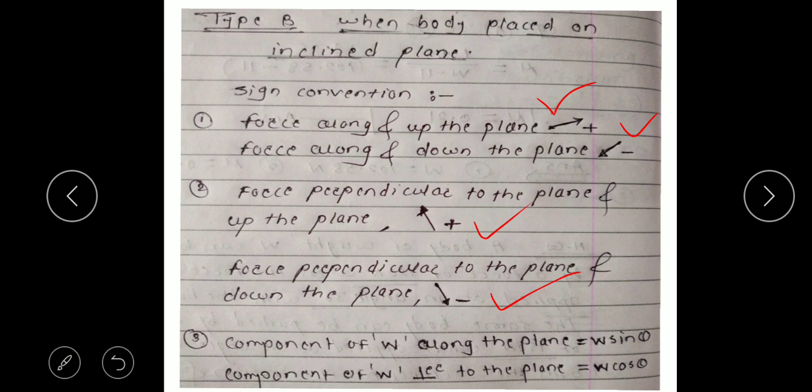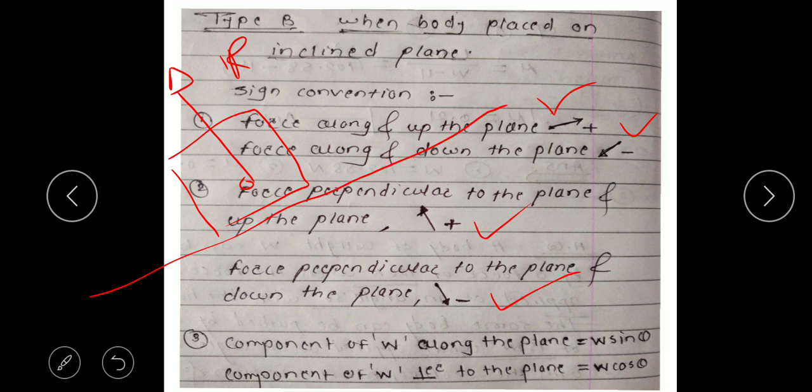Now as I said, the mass is placed on the surface, so the reaction force will be perpendicular, and this will be R, correct. And the W will be in a downward direction. That W also will pass through the center of gravity of this point, correct. This will be in a downward direction. This is the W. Now this W will be resolved.